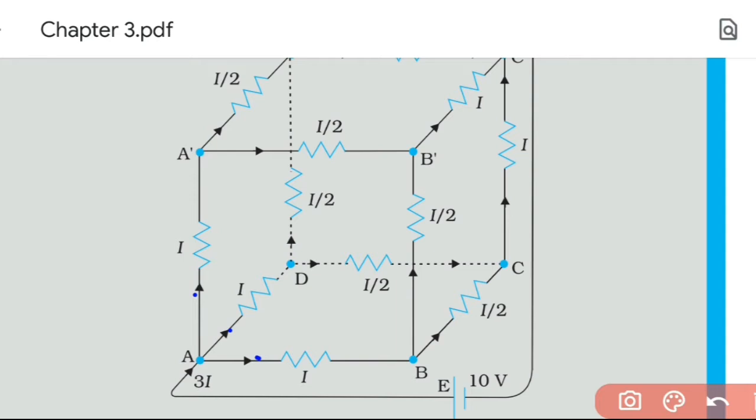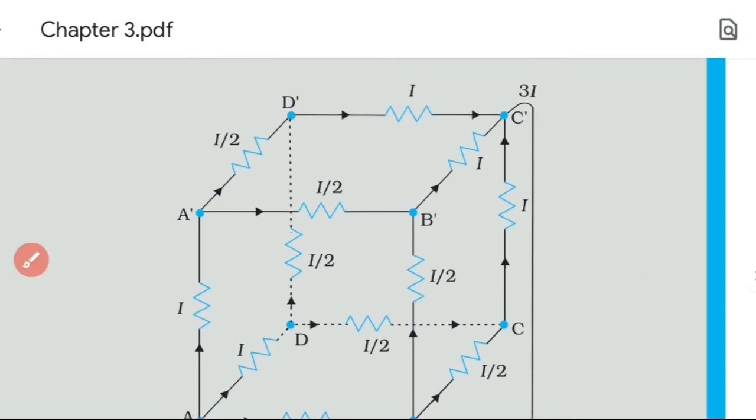So the current in these three branches is I. Now the current through AB, reaching the junction B, again splits into two. Since the resistors are equal, it gets split equally: I by 2, I by 2. Similarly, the current in the branch AD, on reaching D, splits into I by 2 and I by 2. The current in the branch AA dash, reaching the junction A dash, also splits into I by 2, I by 2. So that is the case, current splitting.